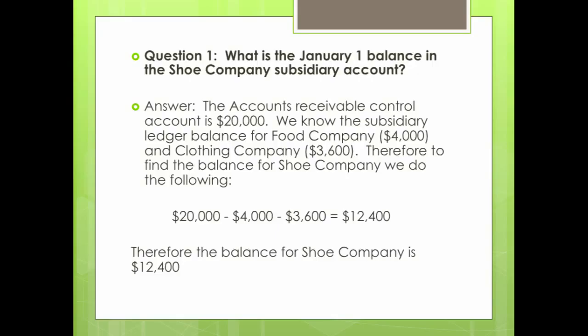So in order to find the balance for the shoe company, we do the simple subtraction. We take the $20,000 minus the $4,000 for the food company minus the $3,600 for the clothing company, which gives us a total of $12,400. So the balance for the shoe company is $12,400. Pretty much straightforward, okay?